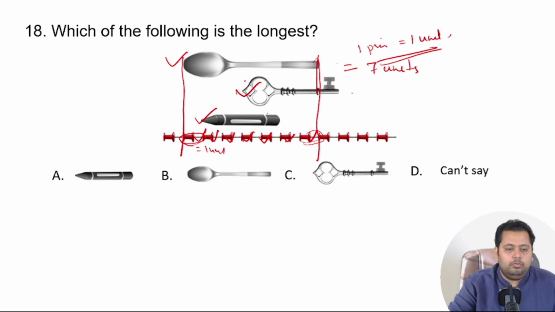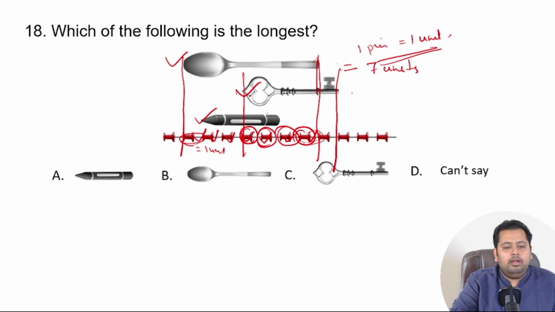Now let's see what the length of the key is. So this is the straight line. This is 1, this is 2, this is 3, 4, and 5, right? So the length of the key is 5 units.